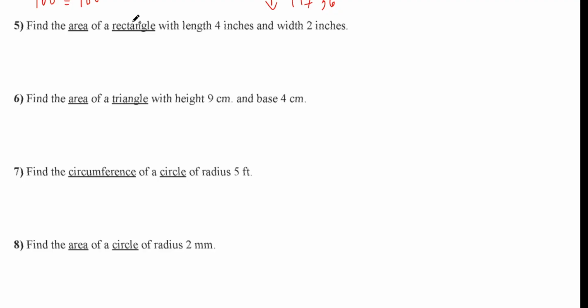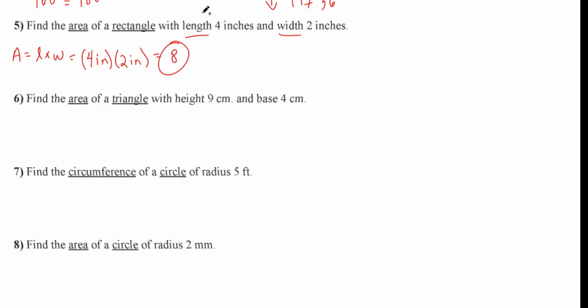The area of a rectangle. You have to know the formula for the area of a rectangle. Let's write it down. Area of a rectangle is what? Length times width. Okay? Look, they tell you the length, they tell you the width. So what do you do to those two numbers? You just multiply them together. That's all you do. So it's 4 inches times, I'll put it in parentheses, 2 inches, which is what? 8. Don't just put an 8 and circle it.